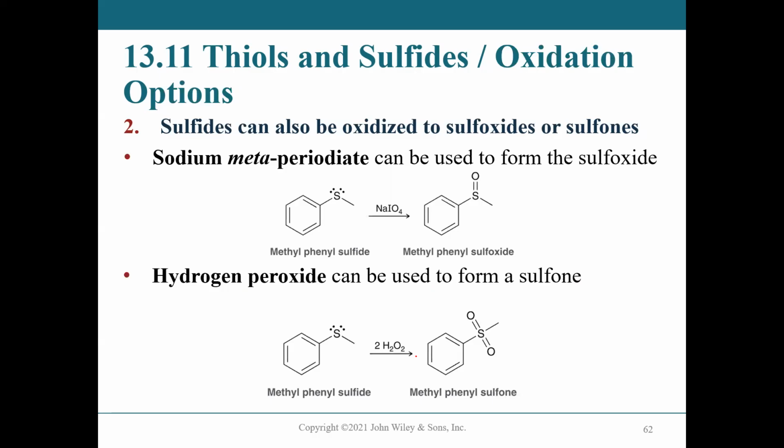So sodium metaperiodate can be used to form the sulfoxide, and hydrogen peroxide can be used to form a sulfone. So there are your two different methods to form a sulfoxide or a sulfone. There are other ones out there too, but they show you two right here.